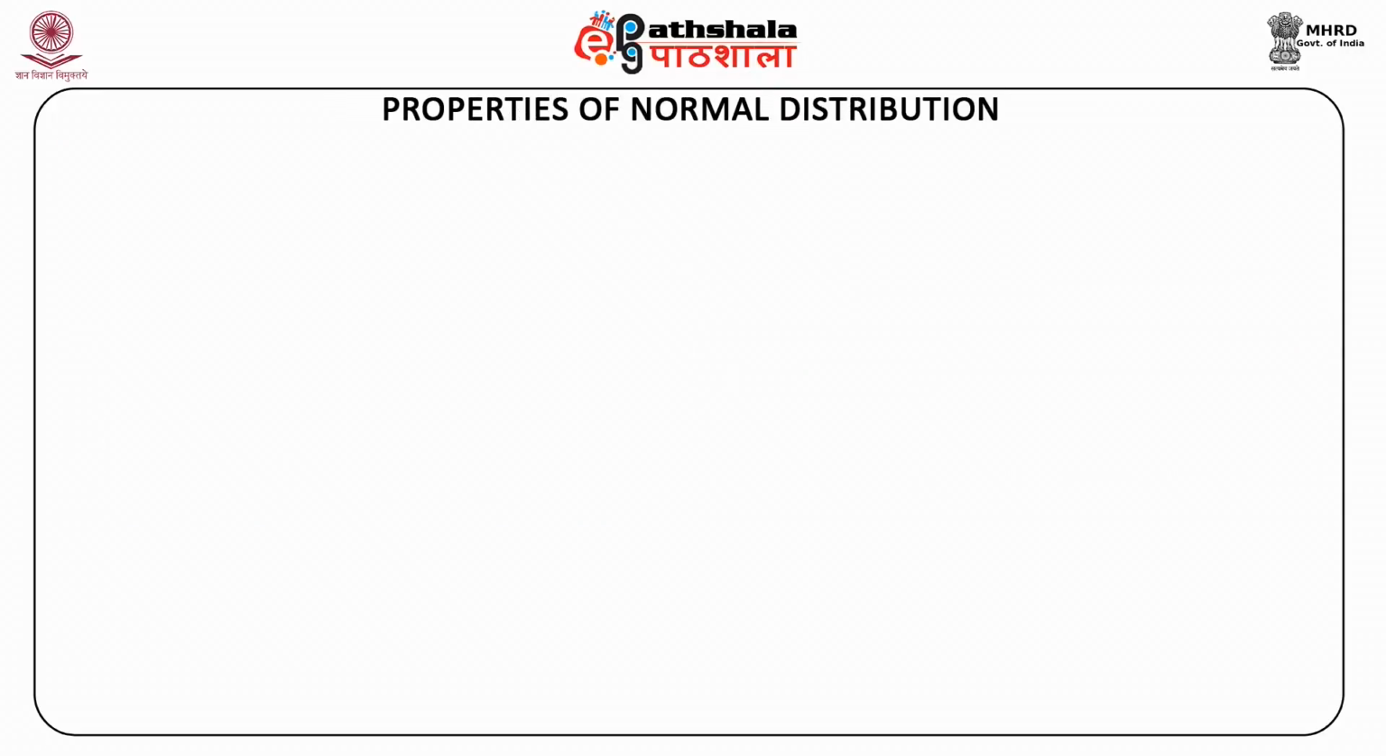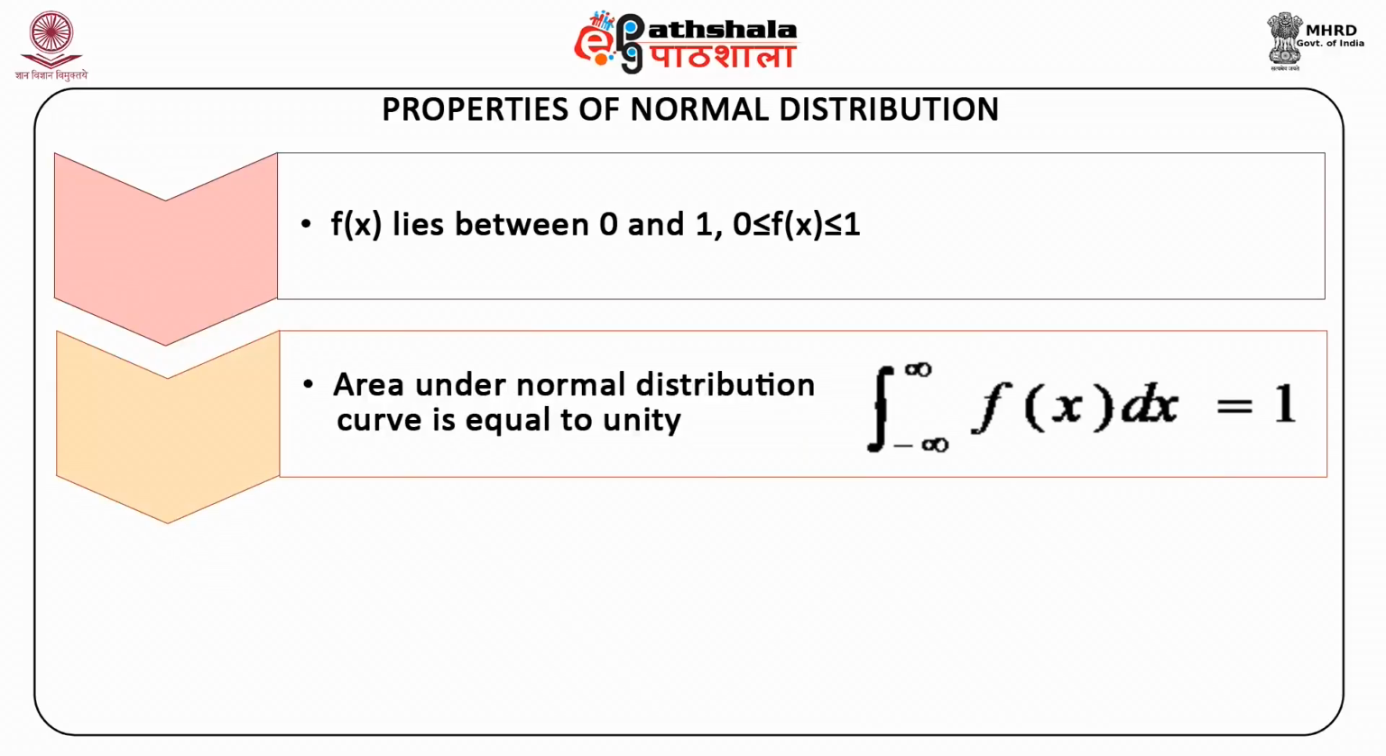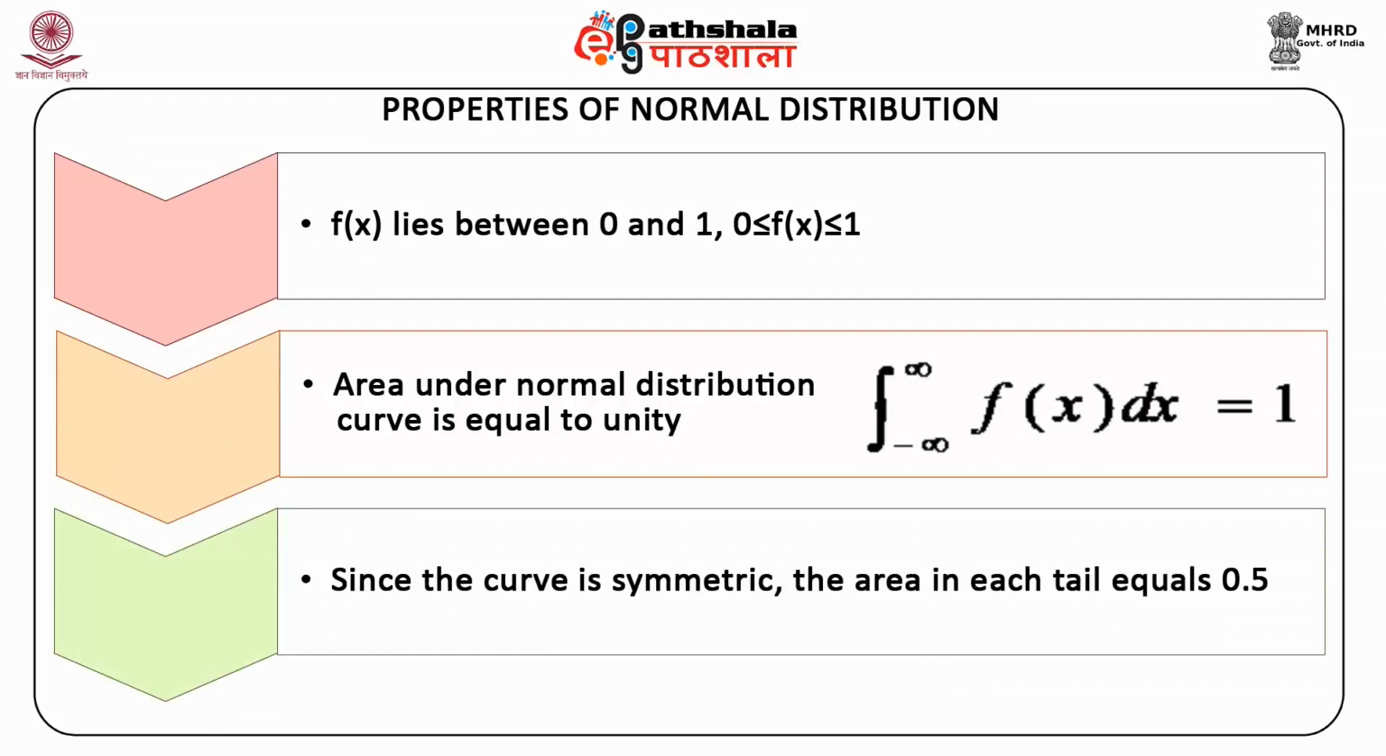Let us now look at the properties of the normal distribution. First, f(x) lies between 0 and 1, that is, 0 is less than or equal to f(x) is less than or equal to 1. Second, the integral from minus infinity to infinity of f(x) dx is equal to 1, that is, the total area under the normal distribution curve is equal to unity. Since the curve is symmetric, the area in each tail equals 0.5.